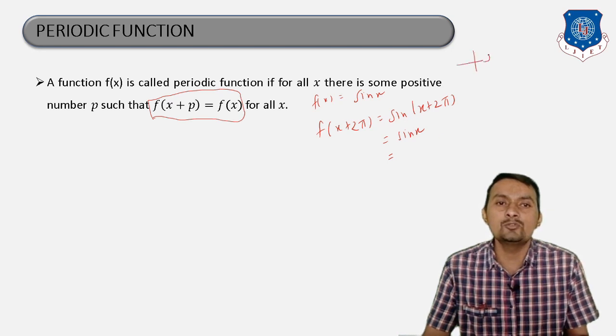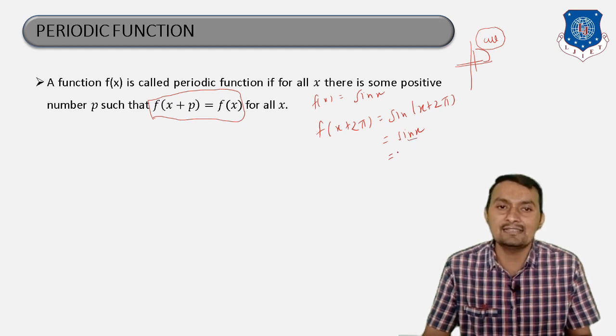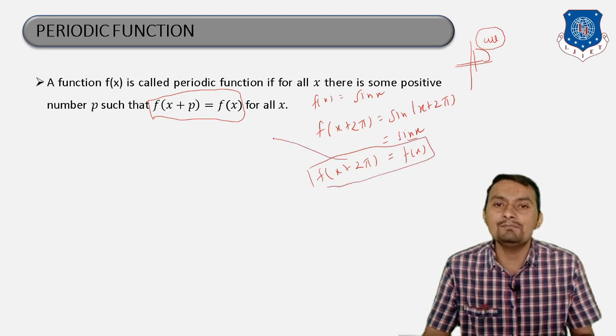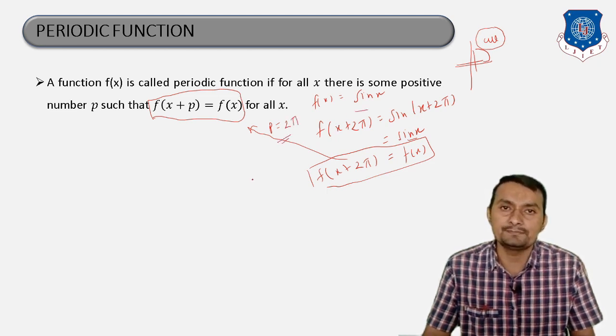We know that 2 pi plus something is going to be in the first quadrant. In the first quadrant all the trigonometric functions are positive, and hence we can say that it is sin x. But sin x is our basic function f of x. So what we have shown is that f of x plus 2 pi is equal to f of x, and when we compare, clearly we can say that p is 2 pi. So sin x is a 2 pi periodic function.